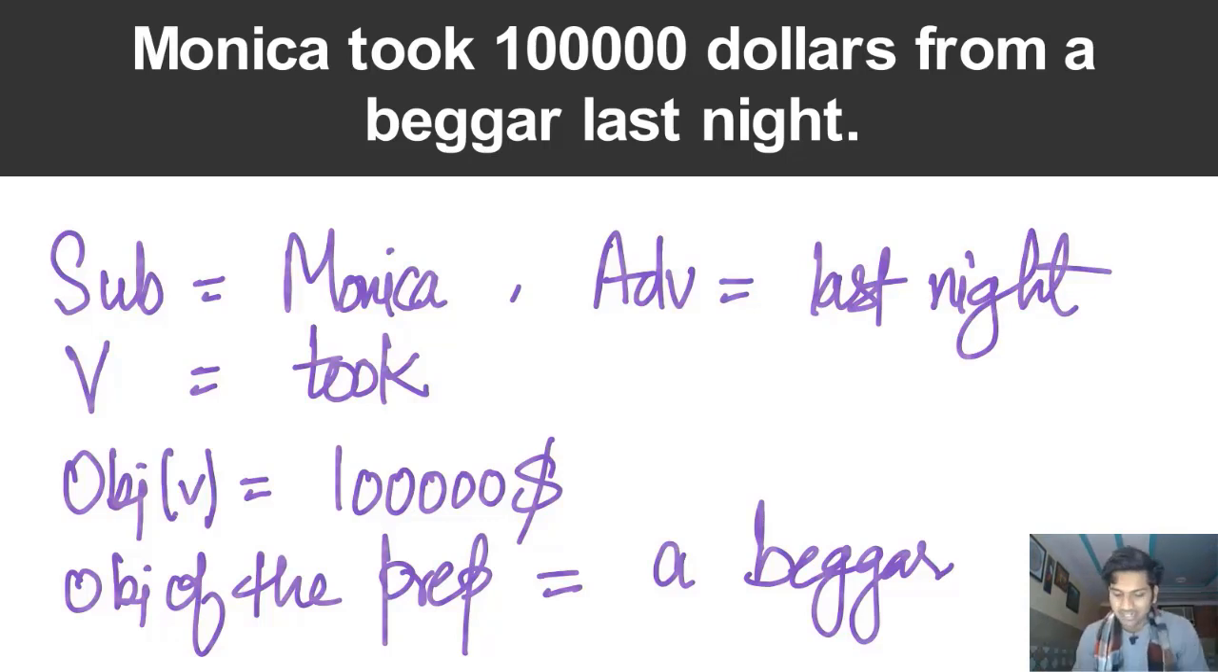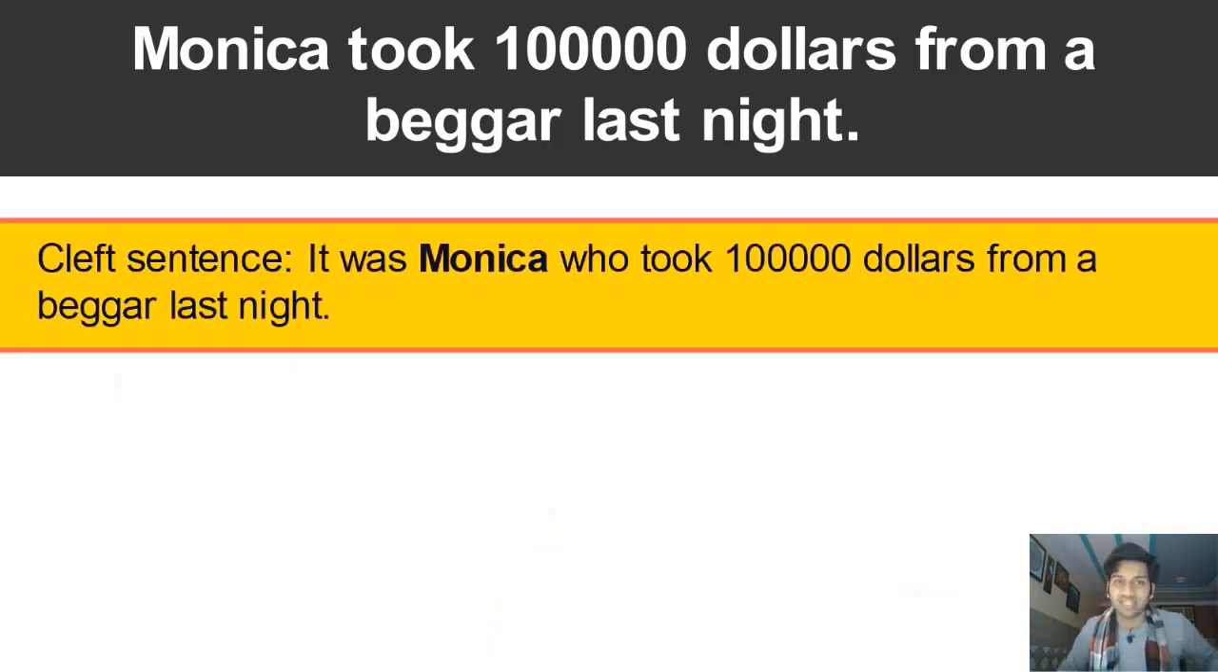Now, understand, if I want to focus on the subject of the sentence, if I want to focus on the person that performed the action, now the scenario could be, let's suppose you as a listener, or the person I'm talking to, you know that somebody took $1 lakh from a beggar last night, or you do not know the name of the person, or you are incorrectly naming the person. You say, Rahul took $1 lakh from a beggar last night, and I want to correct you, and I want to put focus on the person who did the action, right? I'll use a cleft structure. So let's focus on the subject of the sentence. So I'll say, it was Monica who took $1 lakh from a beggar last night.